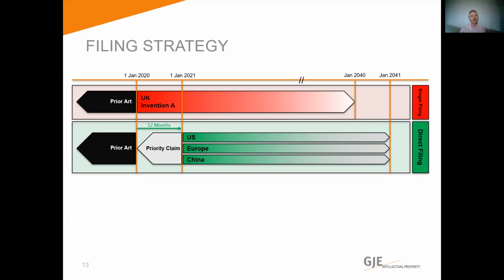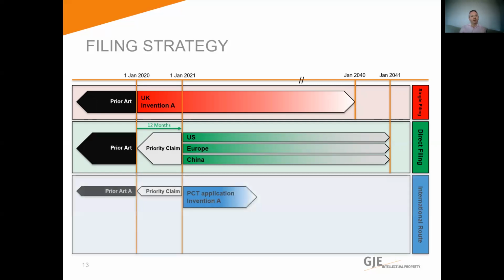But there is another way that gives you a little bit more time before you need to make those decisions, and a bit more time to test the local markets. And that's by filing an international application, which is also known as a PCT application.